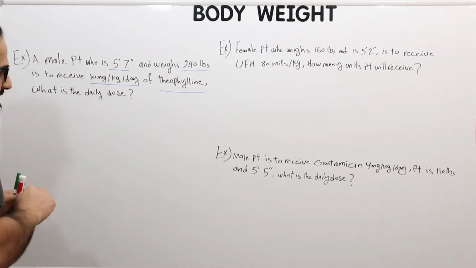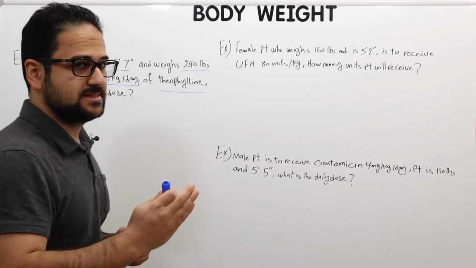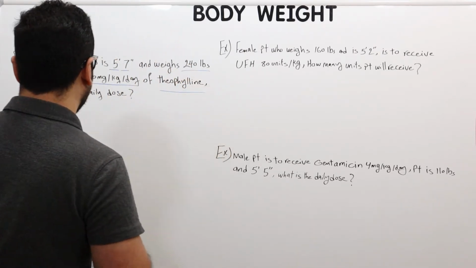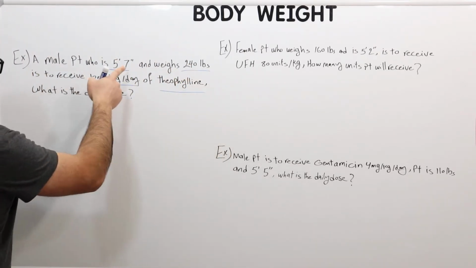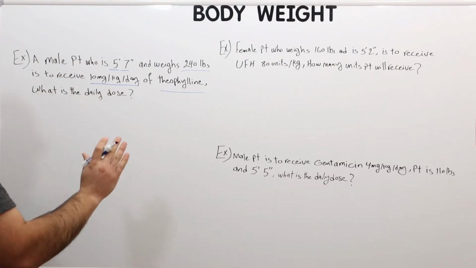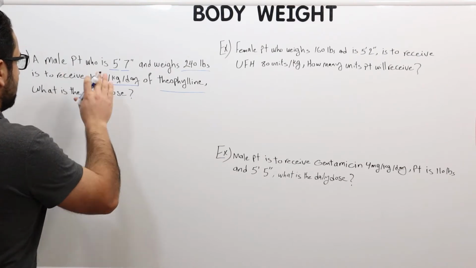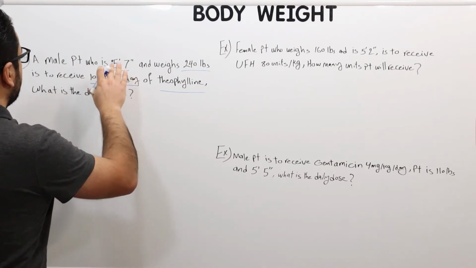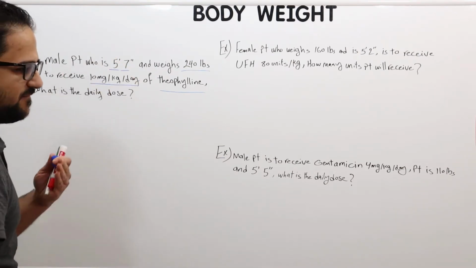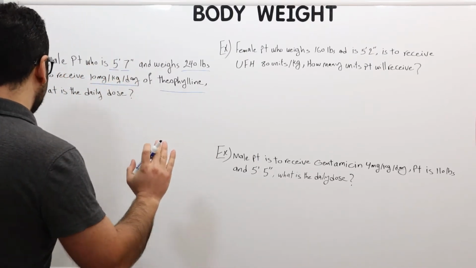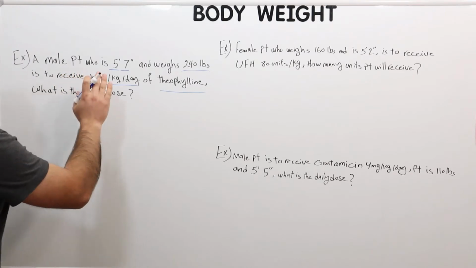So step number one we said yesterday was to calculate the ideal body weight first. So let's do that. We have 5'7". One very important thing when solving this question is to always figure out if it's a male or a female, because the formula for calculating the ideal body weight is different. This is really important to keep in mind.